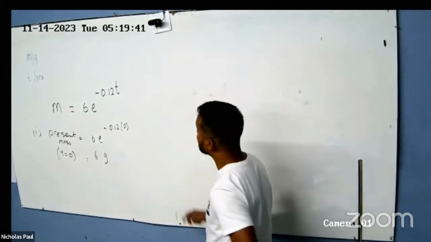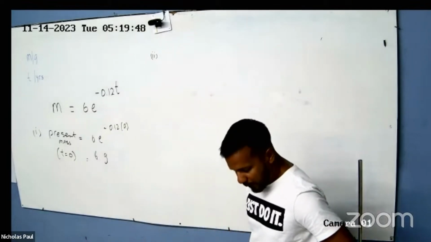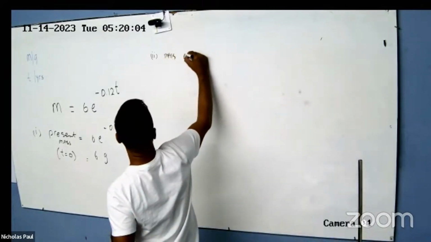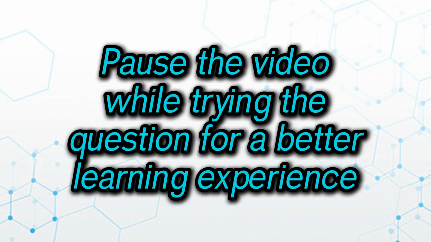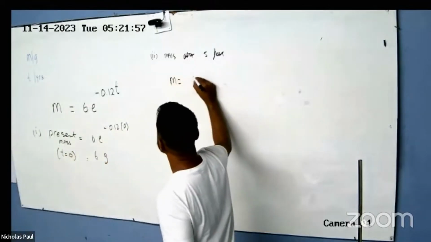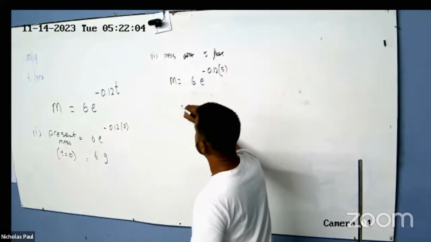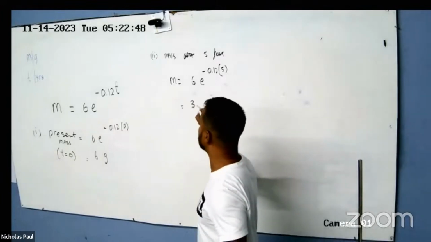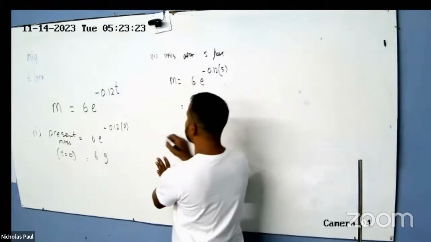Second part, part B: the mass present after 5 years. All we're doing is using the modeling equation. M is equal to 6e to the minus 0.12, time is in years, so you put 5. How much? Amanda got 3.29. So when you use the exponent, you're getting 3.29. Again, everything really comes from here. How do you do part C though?